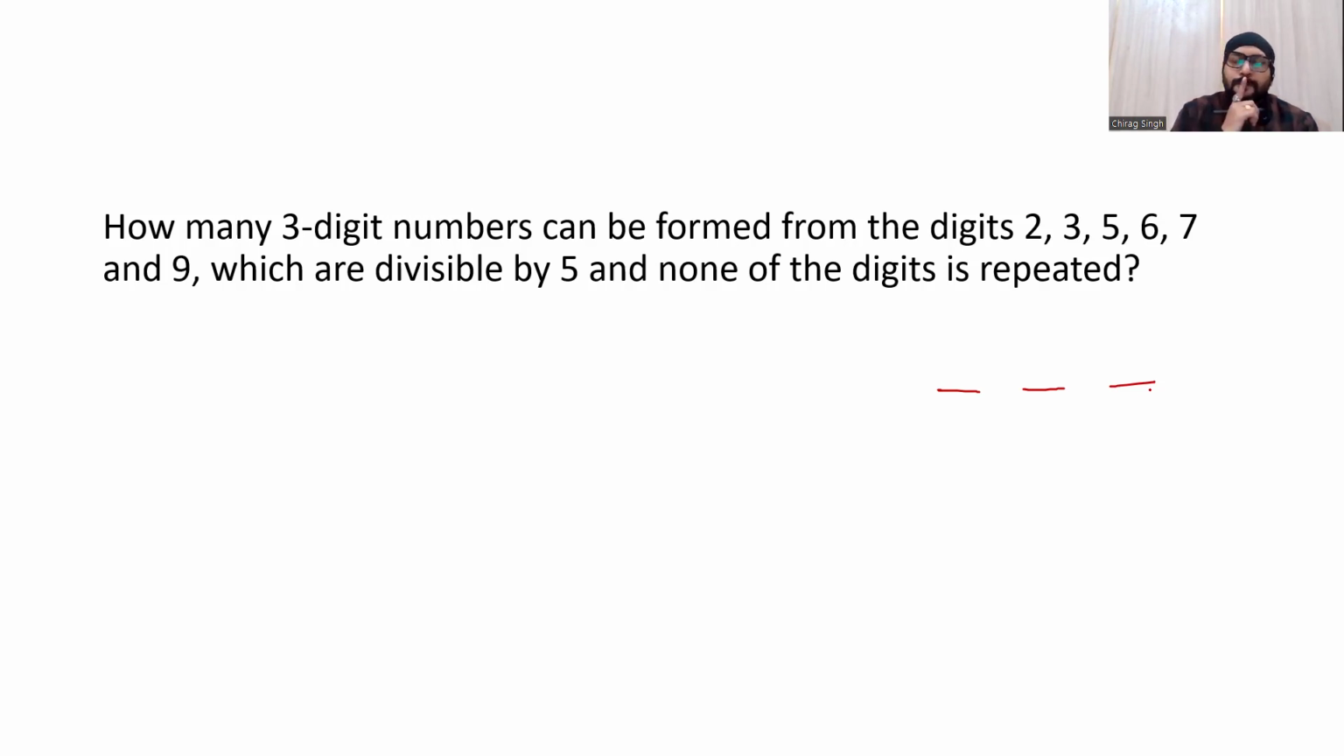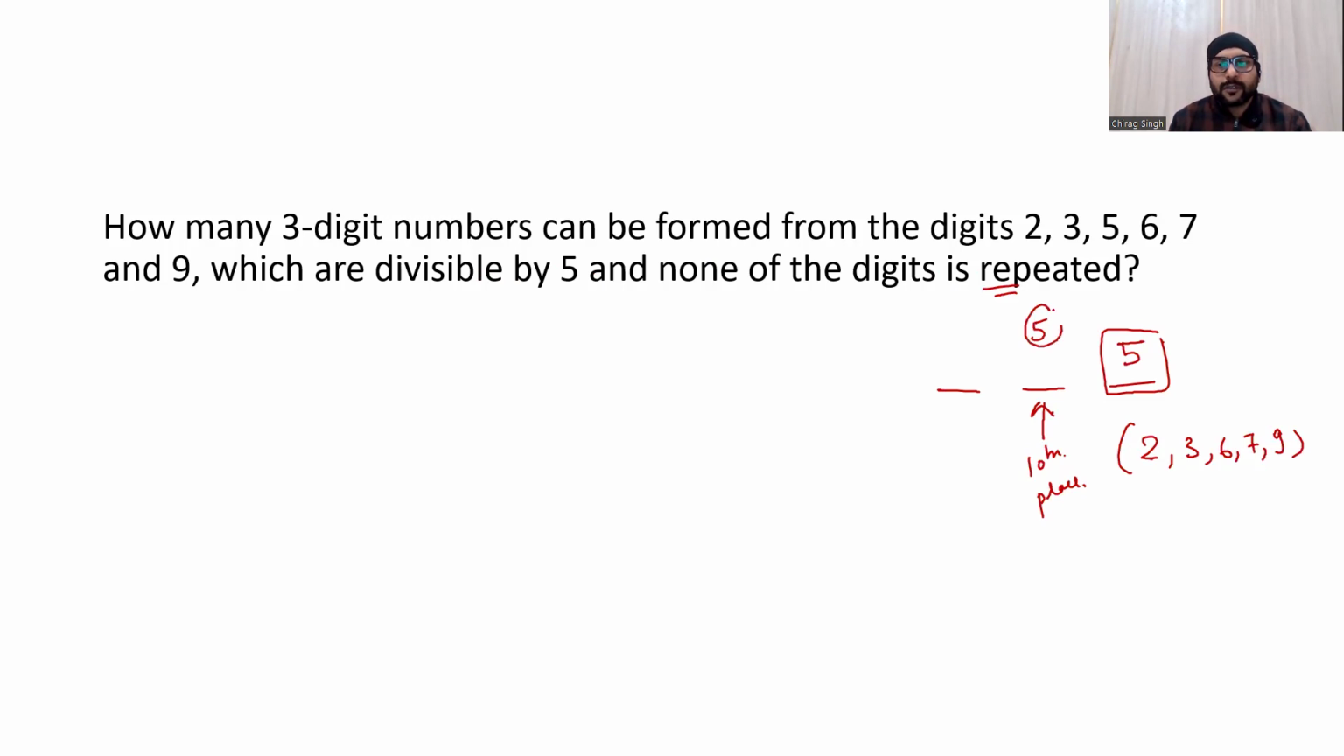ठीक है. See, when the number should be divisible by 5, okay, which means that number should end with 5. Unit place must be 5. So unit place is fixed. If the unit place is fixed, I am left with 2, 3, 6, 7, and 9, which means 5 choices. And as it is given that repetition is not allowed, so for the 10th place, how many choices I have? 1, 2, 3, 4, 5. कितनी choices है? 5 choices.